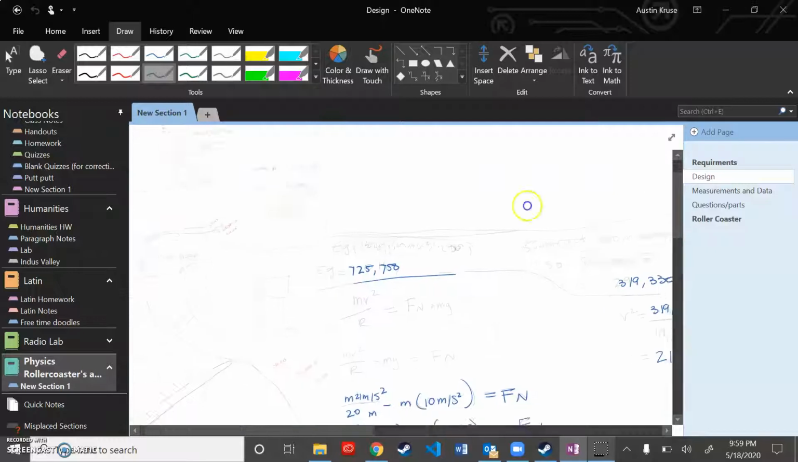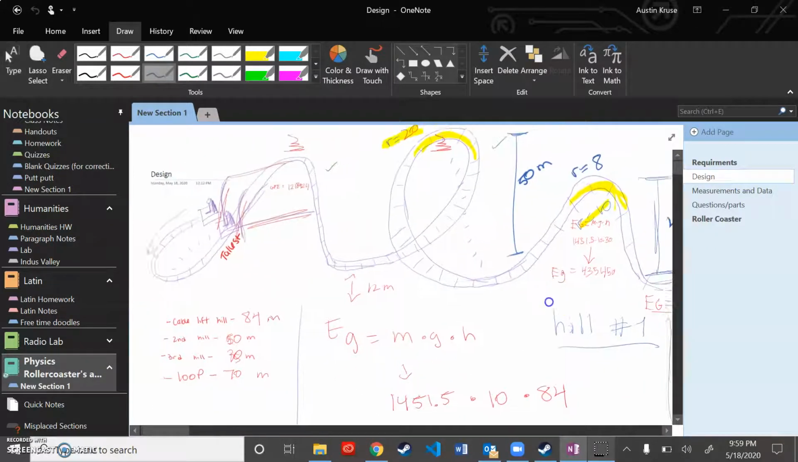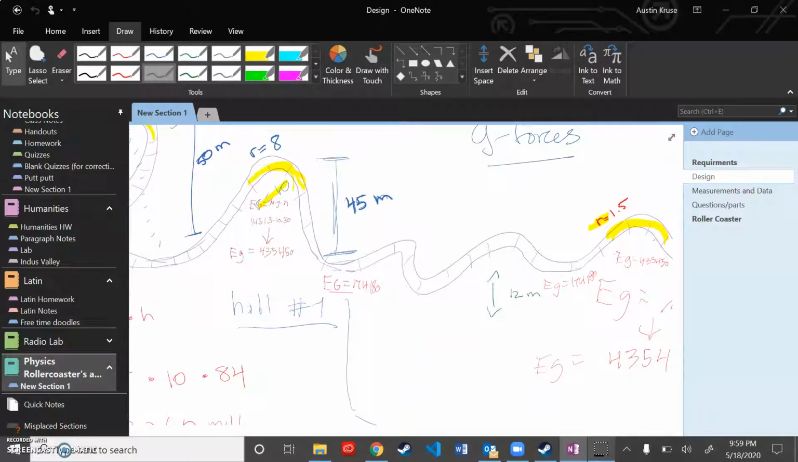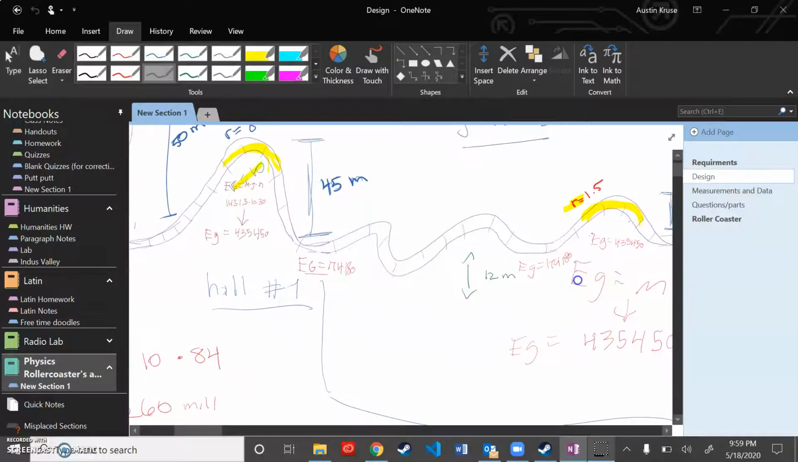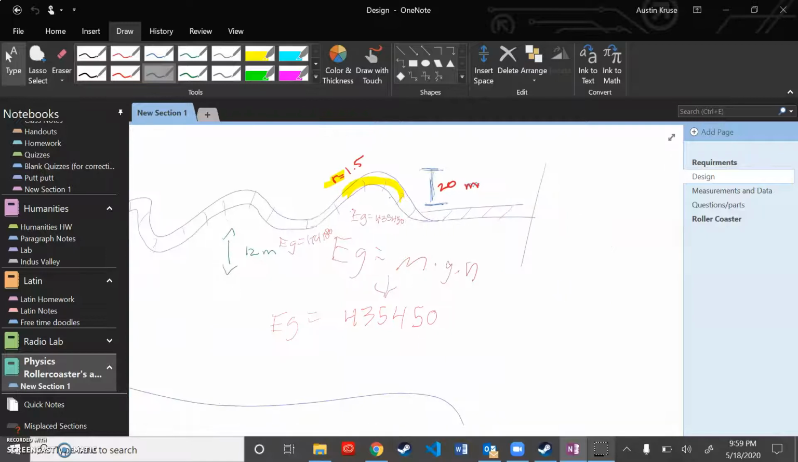Here's our roller coaster design. Yep. Steep chop, loop-de-loop. It's very rough because we did our math all on the same page. Sorry about that. Hills to slow it down.